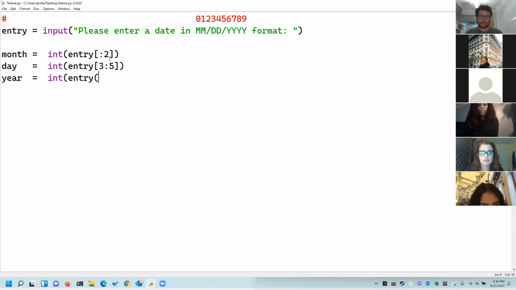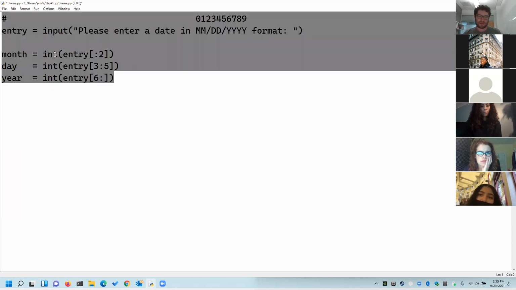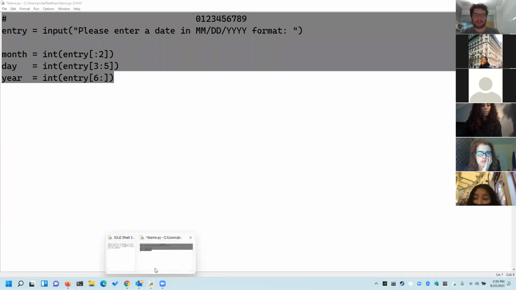Entry, 6 onwards. And so there. The reason I surround it by int is I want to convert these into integers. All right. So let me go ahead and drop what I have in chat.